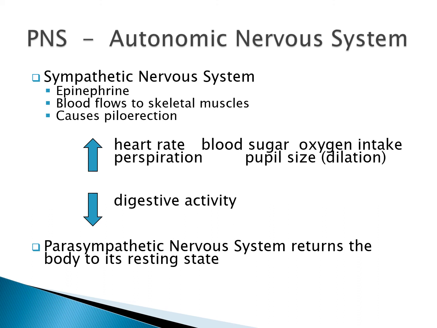So in the sympathetic nervous system, we see this linked kind of reaction. Everything's happening at once. We release epinephrine, or adrenaline as it's called. Blood flows to the skeletal muscles. We see piloerection, so the muscles that give us goosebumps are stimulated. We see an increase in many things. Our heart starts racing, we start sweating, we have higher blood sugar, more oxygen intake. All of this allows for increased activity if needed, whether we need to fight or flee. And of course, our pupils dilate as well.